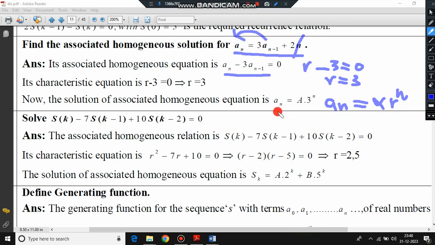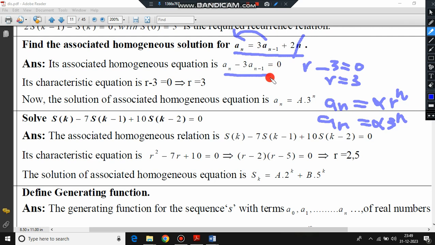So here the root is r, and we can write a_n equals alpha, some constant, into the root, 3 to the power n. And this is the solution of the given linear equation. This is the way we have to solve linear equations.